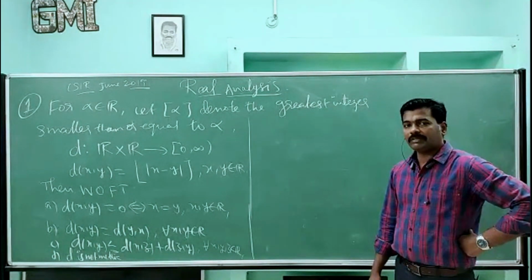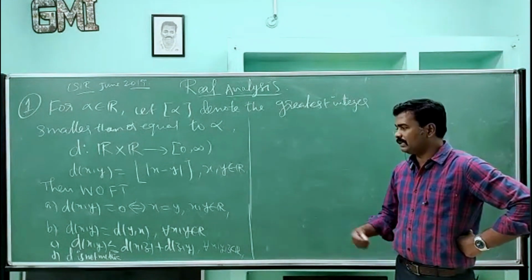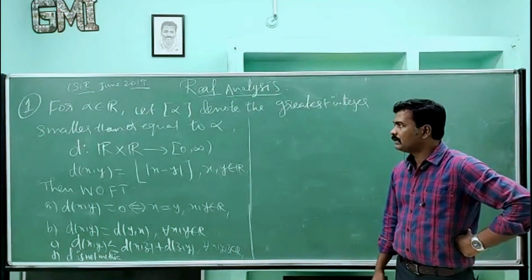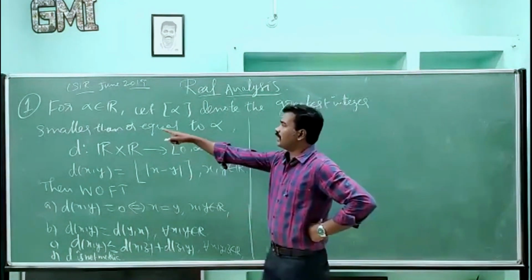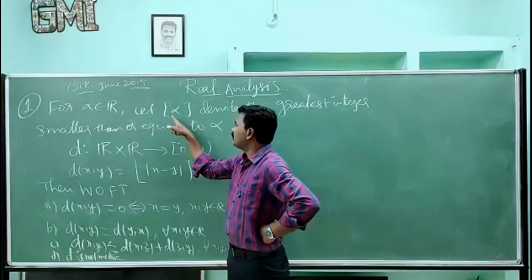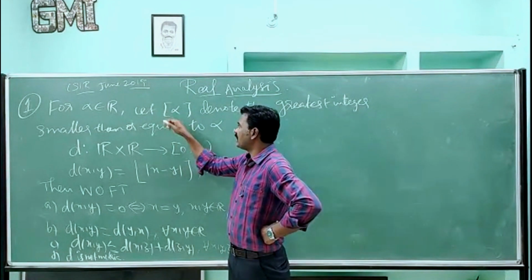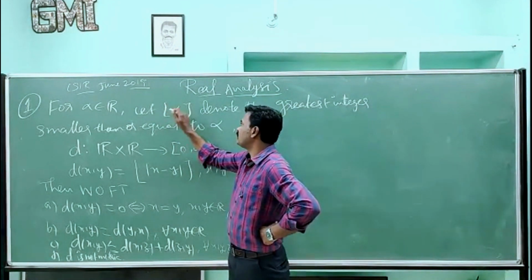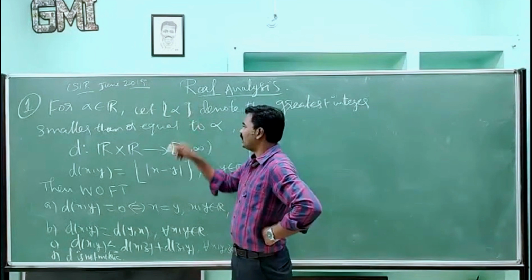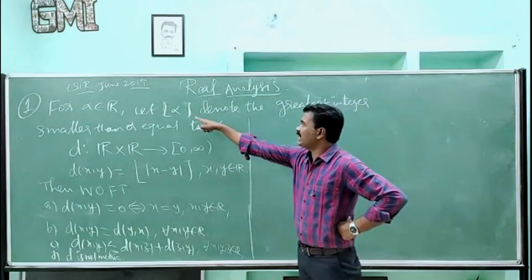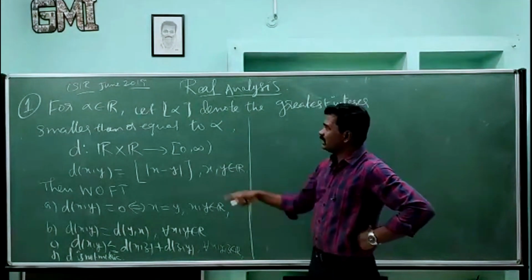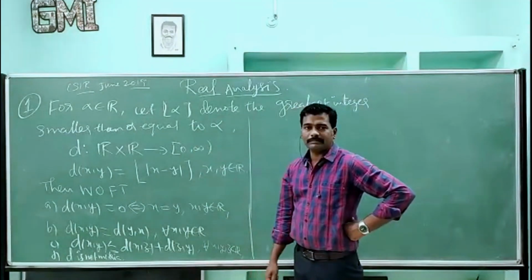Okay, those who have written down the question paper, please try to read it individually. So what is the given question? For alpha in R, this is the notation for the greatest integer. You know, right? Everyone knows about the greatest integer. This notation denotes the greatest integer smaller than or equal to alpha.